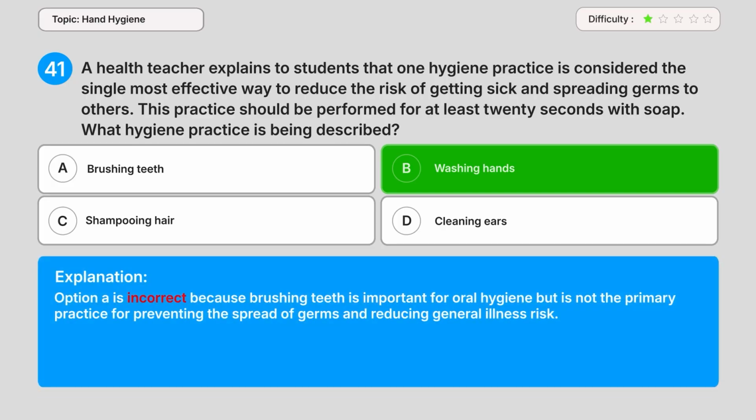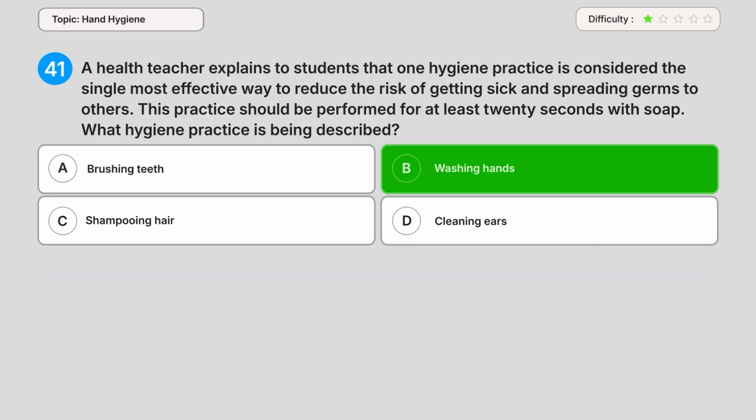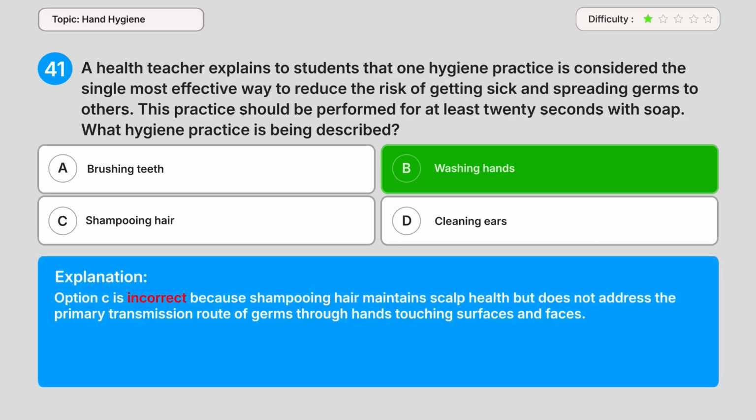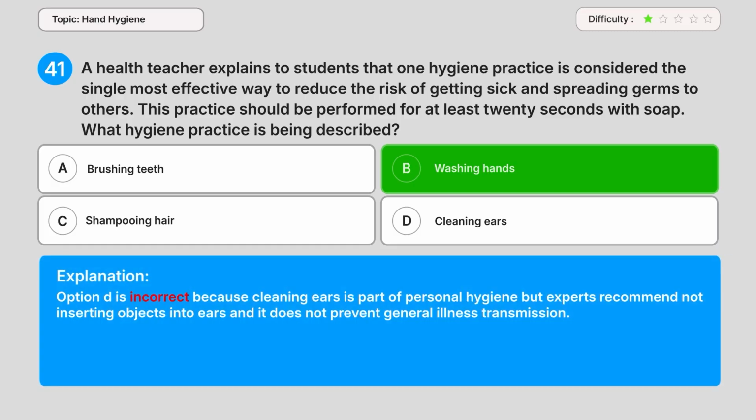Option A is incorrect because brushing teeth is important for oral hygiene, but it's not the primary practice for preventing the spread of germs and reducing general illness risk. Option C is incorrect because shampooing hair maintains scalp health, but does not address the primary transmission route of germs through hands touching surfaces and faces. Option D is incorrect because cleaning ears is part of personal hygiene, but experts recommend not inserting objects into ears, and it does not prevent general illness transmission.